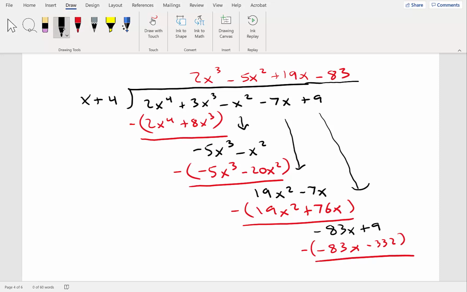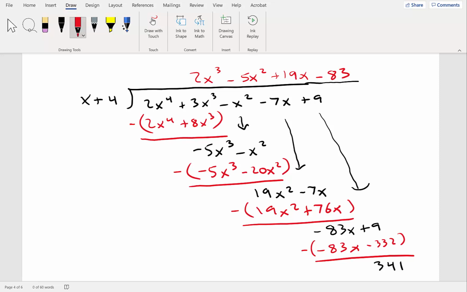Okay, so negative 83x minus negative 83x, that minus changes into plus. So that cancels out. Negative 83x plus 83x cancels out. 9 minus negative 332. So that minus changes into plus. So I have 9 plus 332, which gives me 341. Now notice I don't have any other terms to bring down over here. Okay, so this 341, this is my remainder.